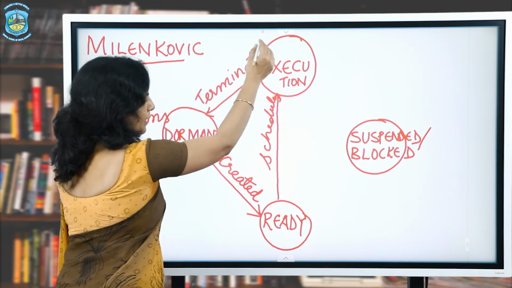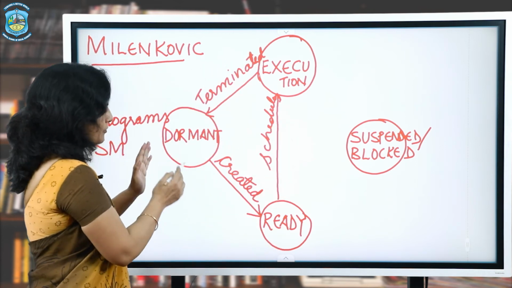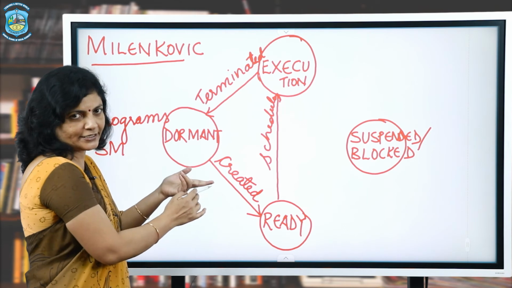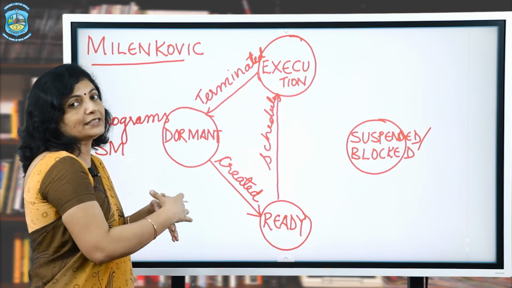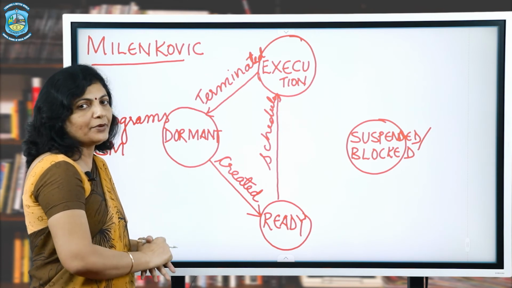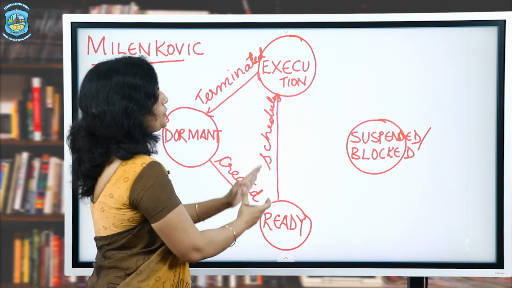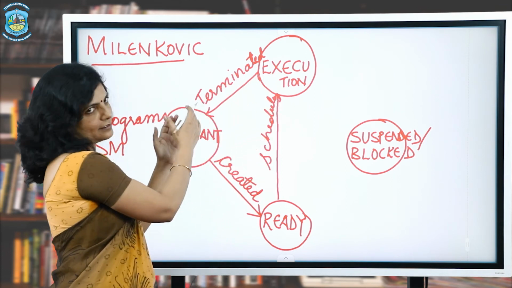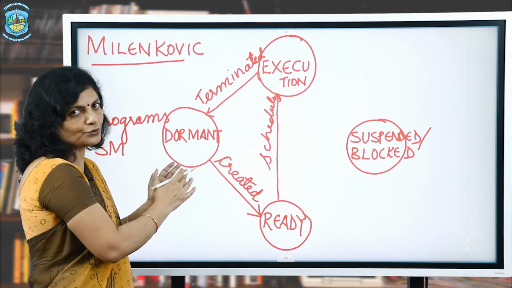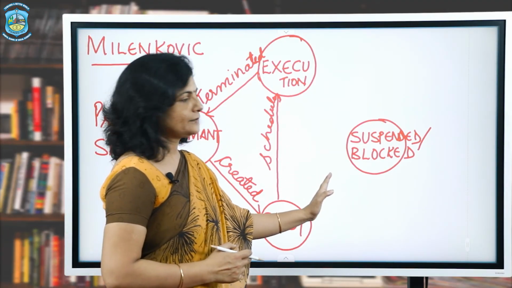So, I hope this part is very clear. From dormant state to ready state, when it is created, operating system provides all the resources that are demanded by the process and it is scheduled on the CPU, it gets executed and it is terminated, which goes back to the secondary memory. Now, let us come to this part.